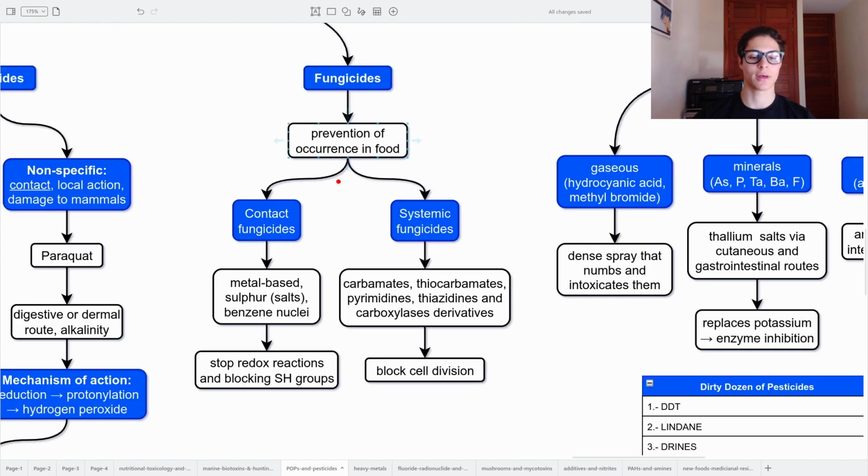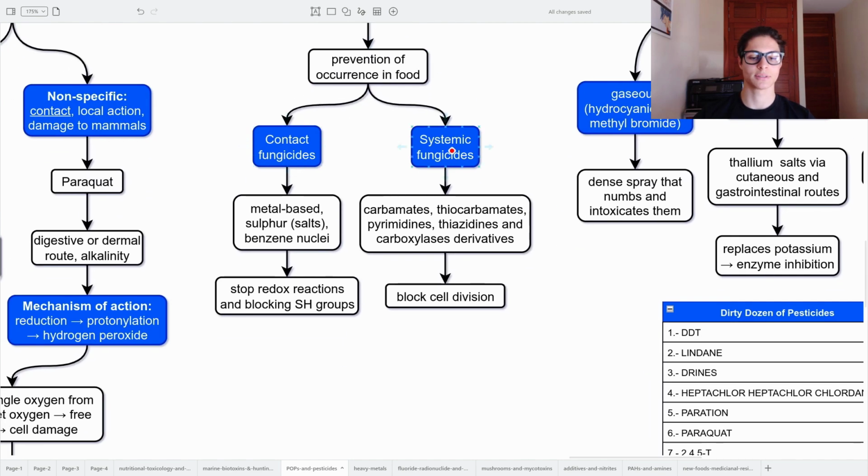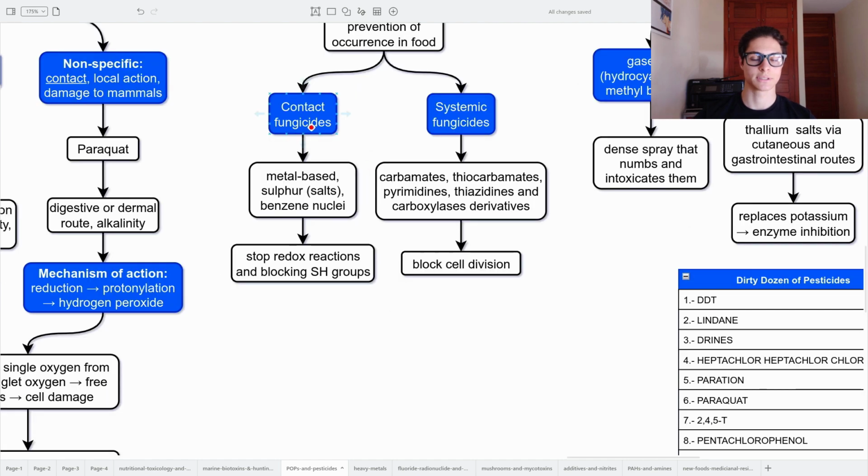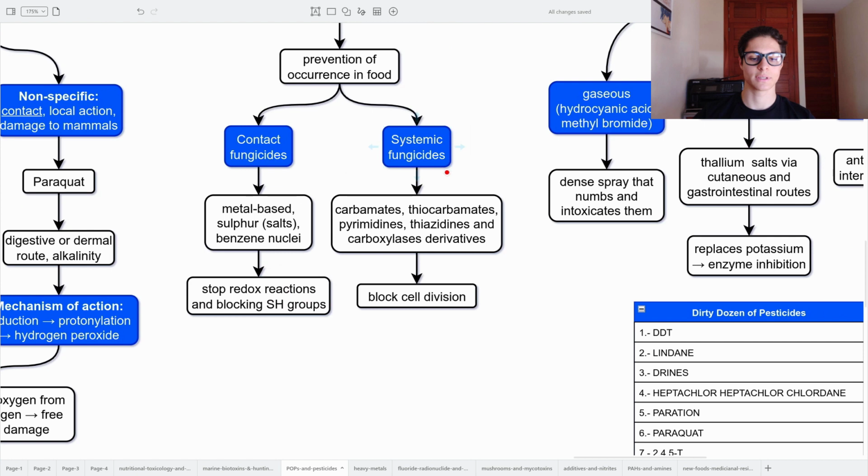Fungicides. We can differentiate them in contact fungicides and systemic fungicides. The contact fungicides are three mainly. We have the metal-based ones, the sulfur-based ones, the salts, and the benzene nuclei ones. They all stop redox reaction, so reduction and oxidation reactions, and they block the SH, the alkyl groups. And the systemic fungicides, they are the carbamates, the thiocarbamates, the pyrimidines, the thiazidines, and the carboxylase derivatives. And they do block the cell division.